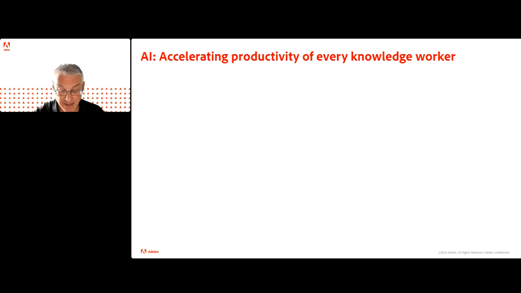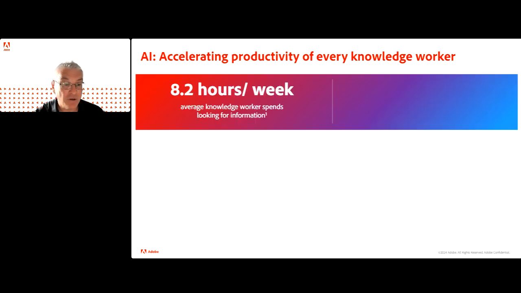So the idea behind AI is we want to accelerate the productivity of every knowledge worker. How do we do that? Well, it's really simple. Currently, according to some of the reports that we looked at via MIT, PricewaterhouseCoopers, and APAQ, the average knowledge worker spends 8.2 hours per week looking for information. So that's trawling across documents in multitude of file formats, in multitude of file stores and file systems. So it's information overload. And basically, you're wasting your time.